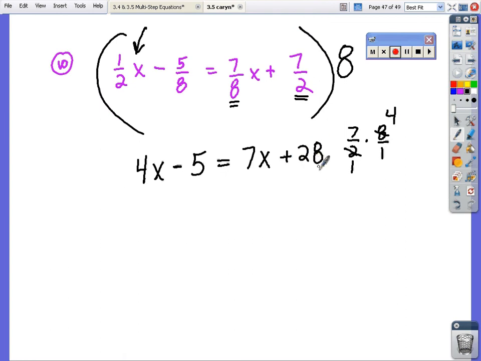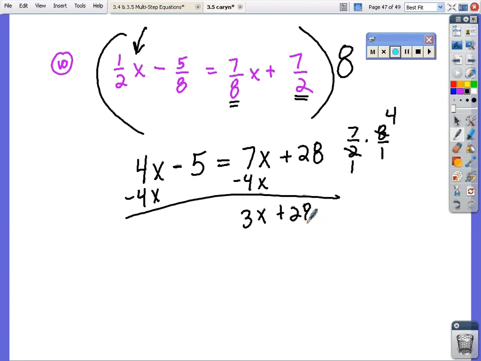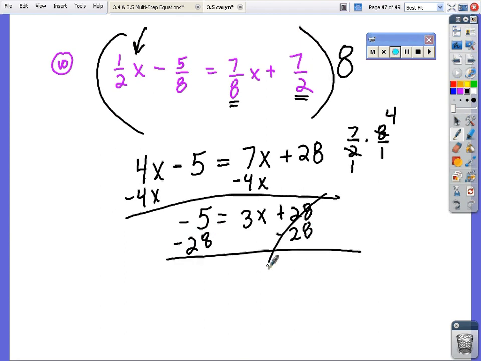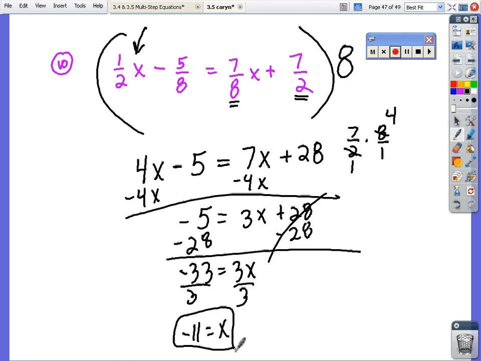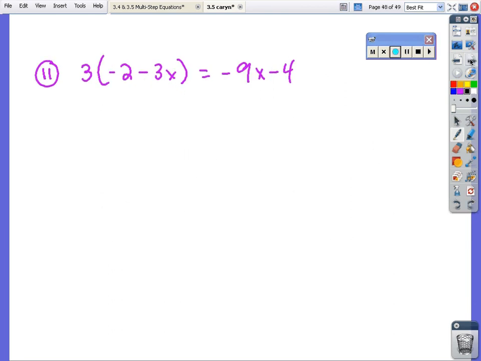Now we can just solve like normal. Don't forget the negative sign. Move the 28 over by subtracting it on both sides. You're left with negative 33 is equal to 3x. Divide by 3, you're left with x equals negative 11. Okay, this is the last one. I'm sorry, there's two more. Distribute.